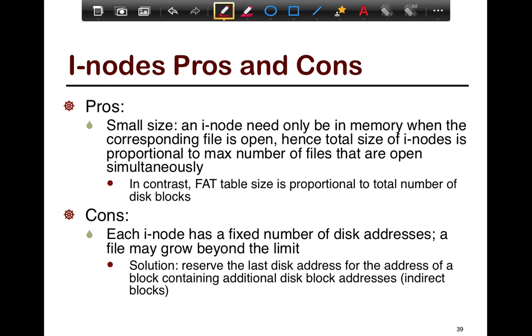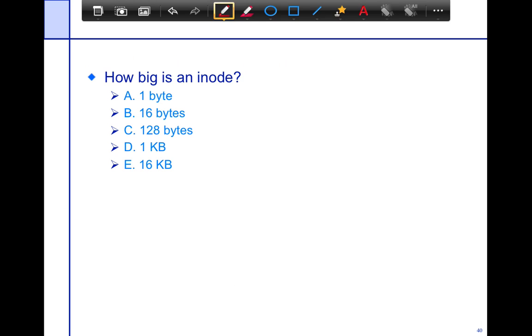A file may grow beyond the limit. In such cases, you would have to reserve space and then point to another set of disk block addresses. And there's also the cost of indirection itself to get to the data when the file starts growing bigger.